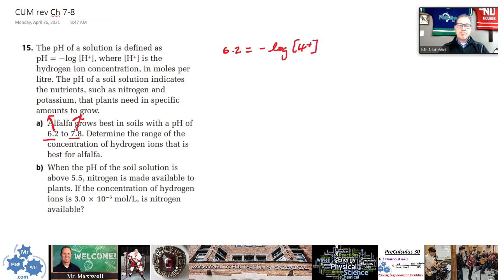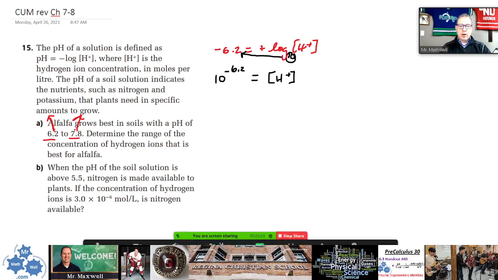All right. Might be a good idea to divide both sides by negative 1. Okay, so we'll make that negative over there. And then when we have a logarithmic equation with logs just on one side, what you want to do is rewrite this as an exponential. So this is base 10, isn't it? So remember what we do here, we go the base of the log to the power of this. So 10 to the negative 6.2 equals the concentration of hydrogen ion. Okay? And we evaluate that simply on our calculator.